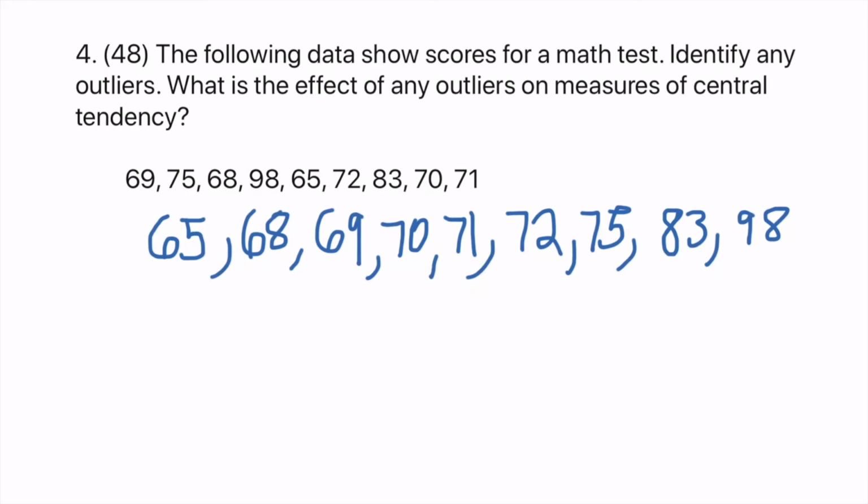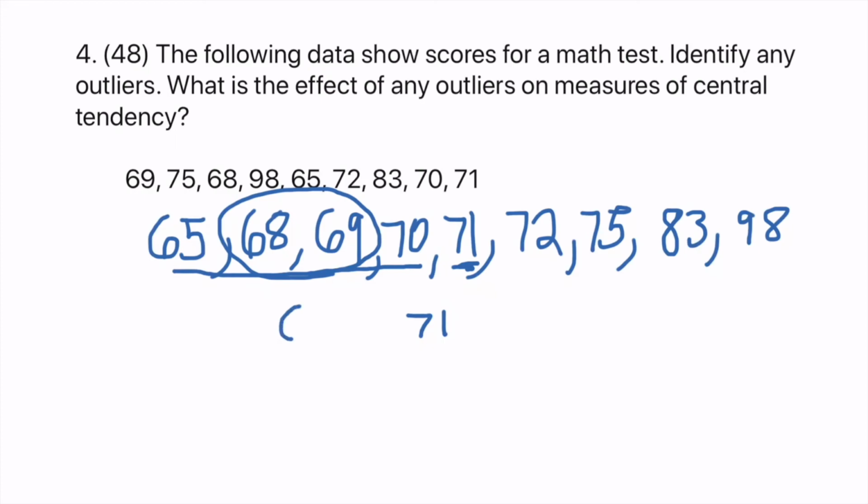So let's first find our median. So we have 1, 2, 3, 4, 1, 2, 3, 4. So it looks like 71 is our median. That means for our quartile 1, we have to find the median of the lower data. Notice we have 2 pieces of data in the middle, so it's going to be halfway between there, which is 68.5.